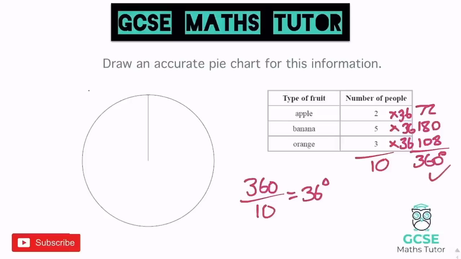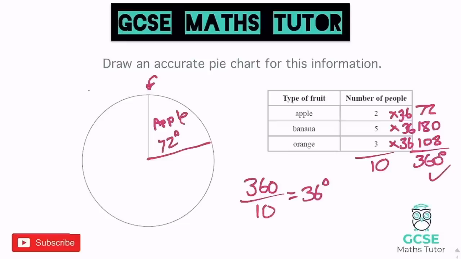Now moving on to the next part, we actually have to draw the pie chart. So whatever kind of protractor you've got, you need to stick it over the top using this first line here as your starting line and measure out 72. Now if I guess where it's going to be about there. And all we need to do then is draw inside that piece of the pie what that represents. So that represented apple, and it represented 72 degrees.